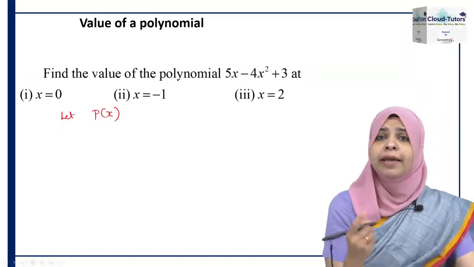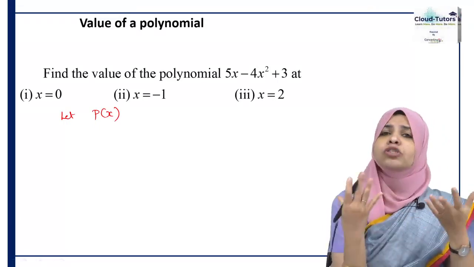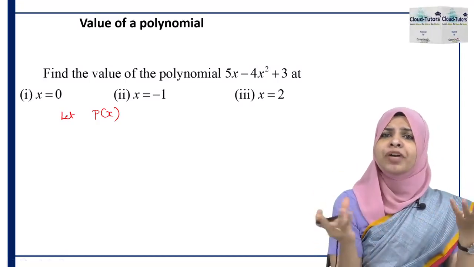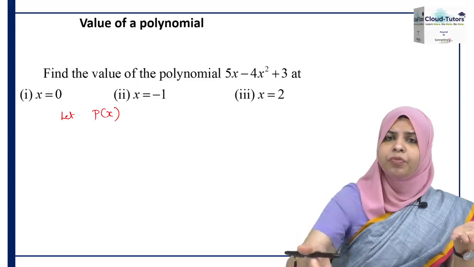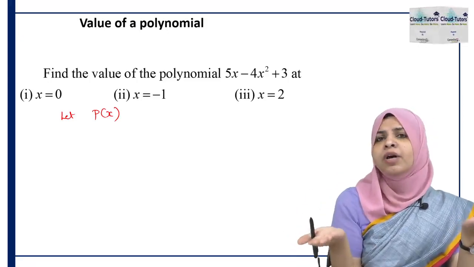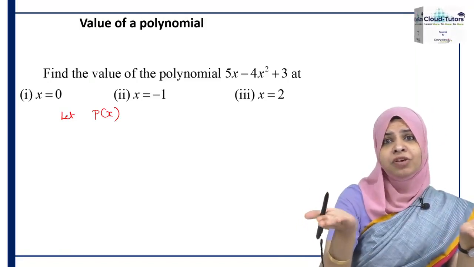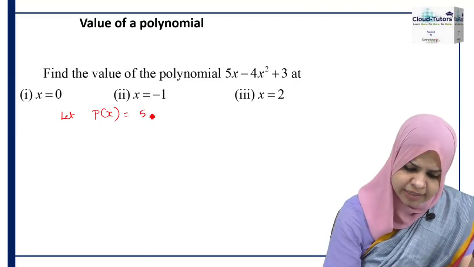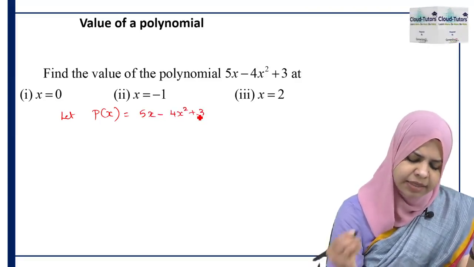You can also say, here I am denoting it as p of x. You can also say f of x. It all means the same. What does this p of x denote? Polynomial of x. Or what is f of x? Function of x. Right? That is all it means. So 5x minus 4x square plus 3.